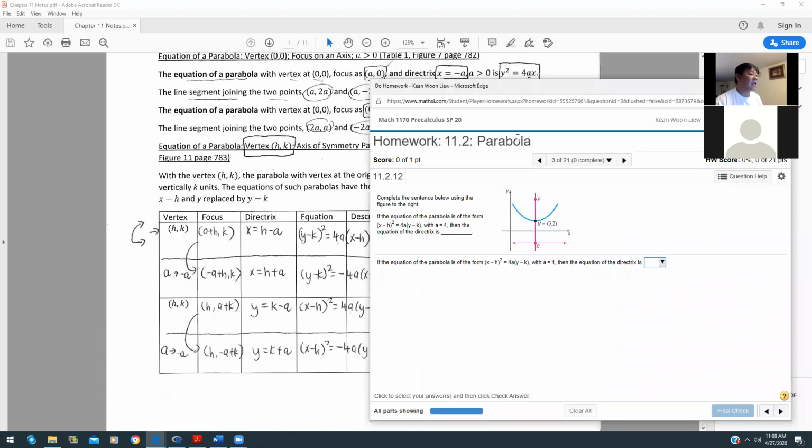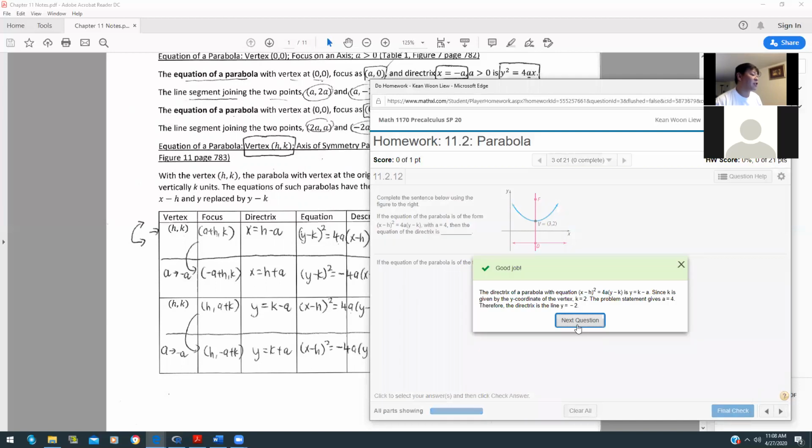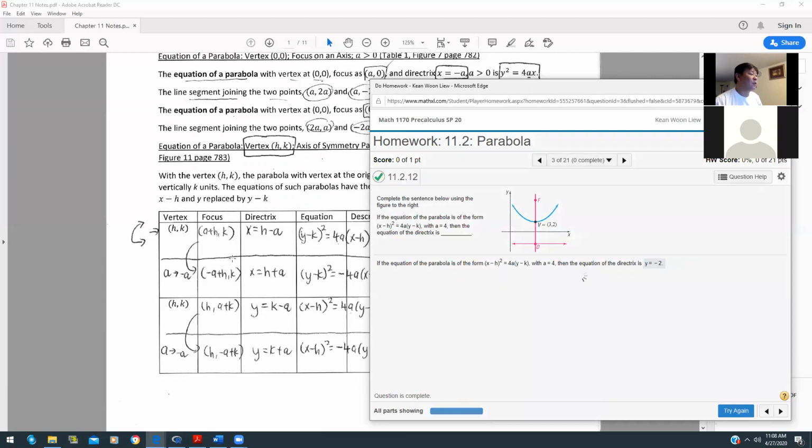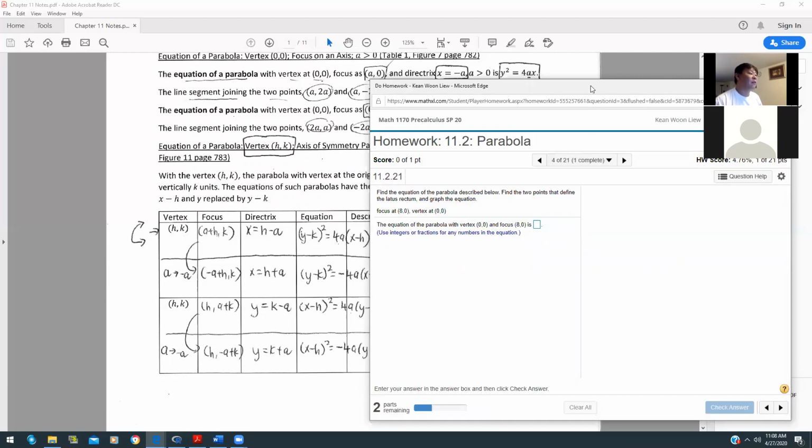So k in this case, your vertex (h, k), k is 2, and then a is 4. So 2 take away 4 is -2. So it will be y equals -2. So this is how we find the equation of your directrix. Make sure you guys know this, because it will help you with this kind of questions.